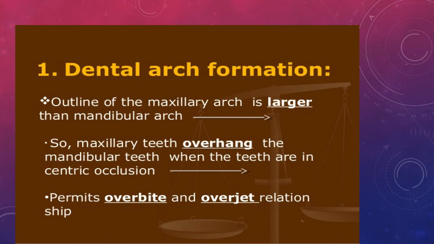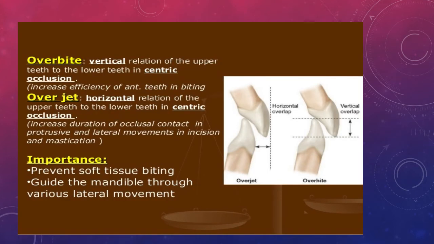Dental arch formations. The outline of the maxillary arch is longer than the mandibular arch, so maxillary teeth overhang the mandibular teeth. When the teeth are in centric occlusion, this produces overbite and overjet relationships. Overbite is the vertical relation of the upper teeth to the lower teeth in centric occlusion. Overjet is the horizontal relation of the upper teeth to the lower teeth in centric occlusion.